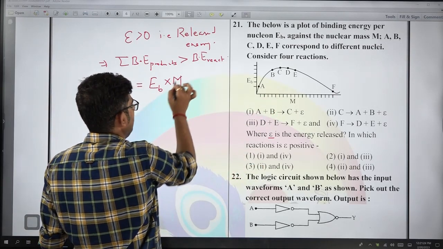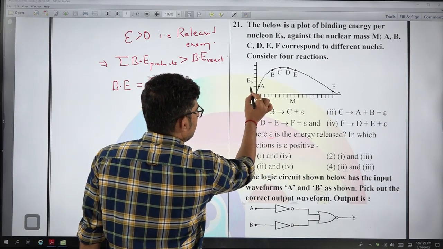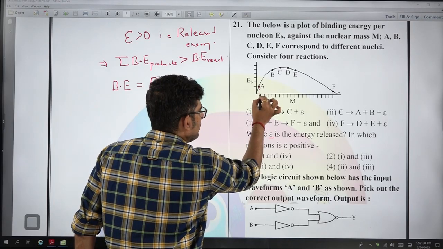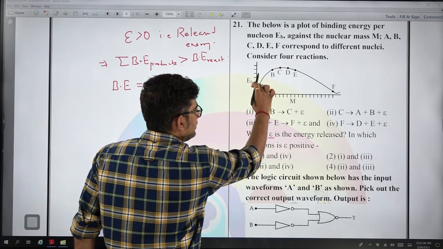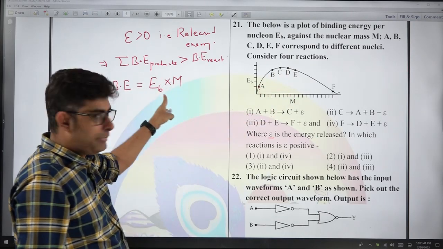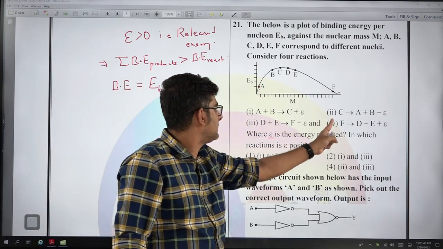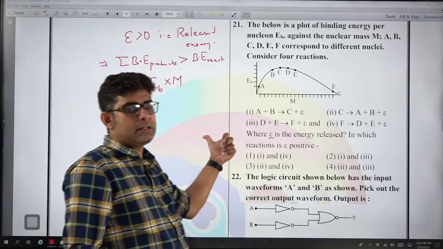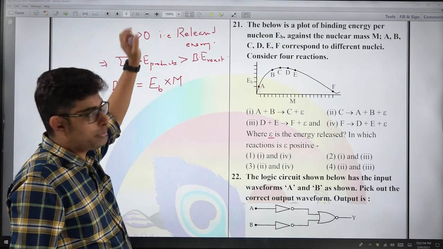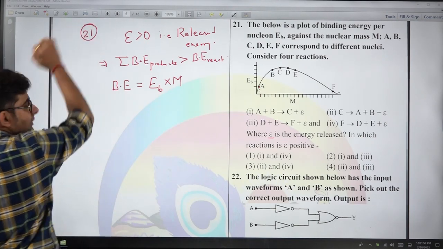Mass number is given as M. So for each one, for example, you can mark these values like 1, 2, 3, 4, 5 and so on, and this is the value. Now you can see this value is 1 and this value is 1. 1 into 1 is 1. So for all A, B, C, D and E you can find BE. Then check out of the given reactions in which of the 4 reactions the product has more binding energy than the reactants. That will be an exoenergic reaction, meaning E should be greater than 0. So for question number 21, this concept is to be followed.